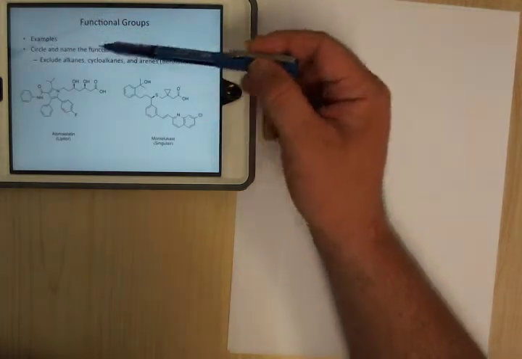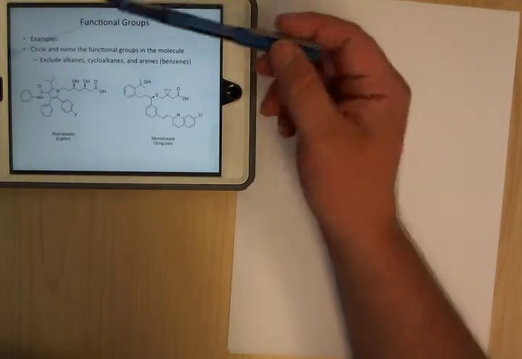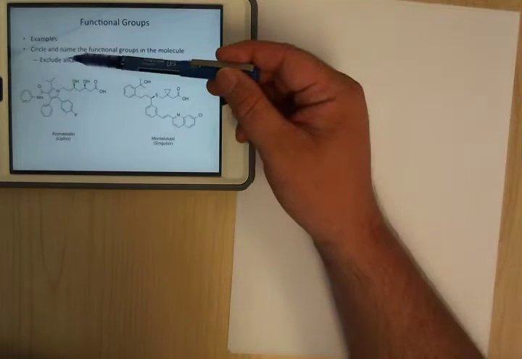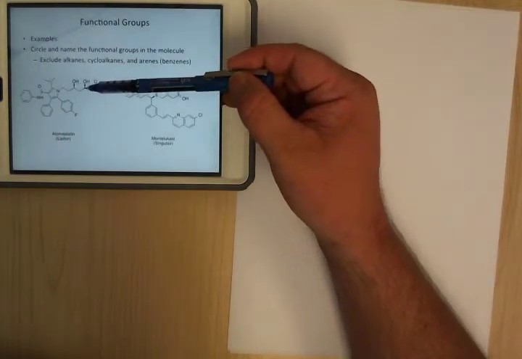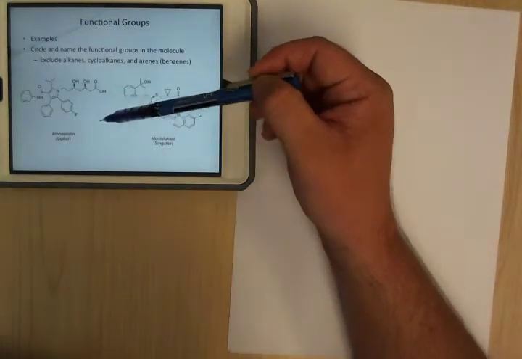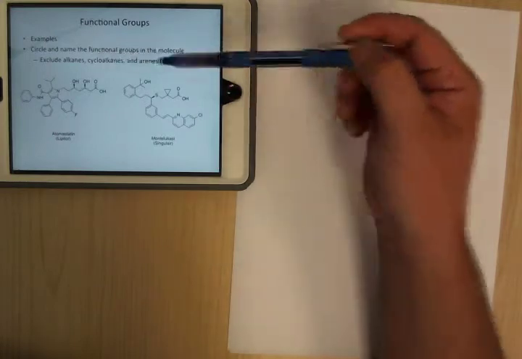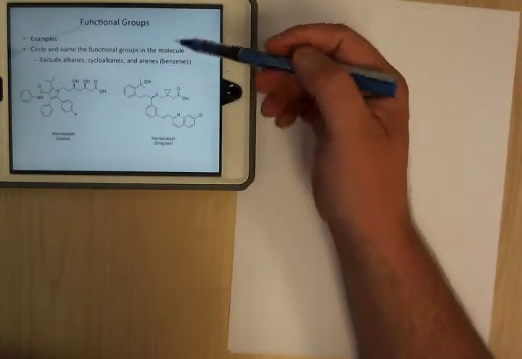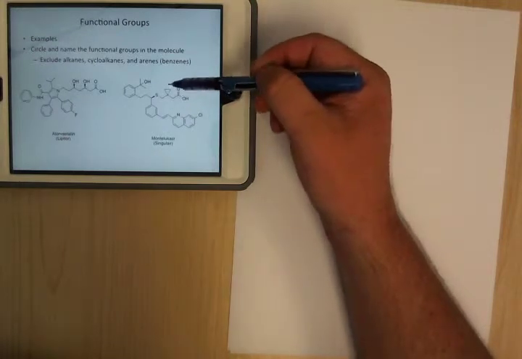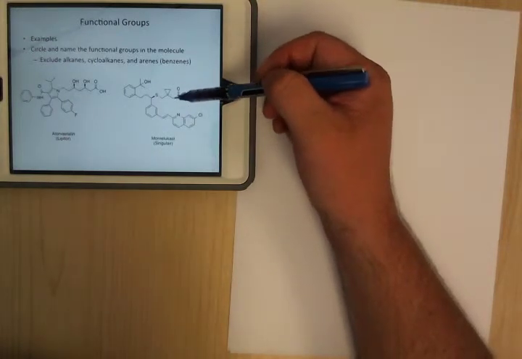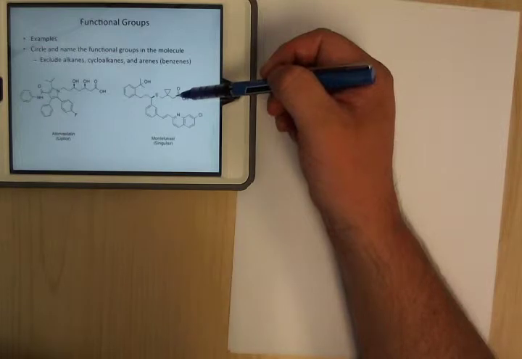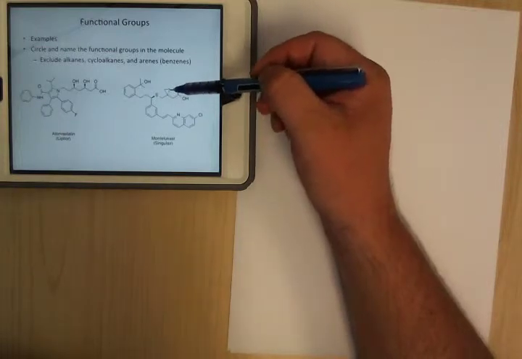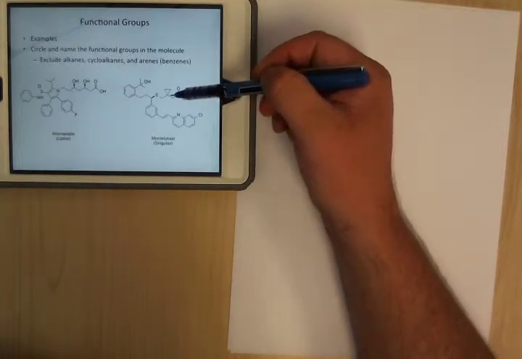is to circle and name the functional groups for the molecule. However, usually just strict alkanes, just regular chains like that, you don't have to worry about. Cycloalkanes, which are cyclic, go in a ring, but you don't typically have to label those. This triangle here is an example of a cycloalkane, just all single bonds but coming back in a ring. We'll talk about that next chapter.